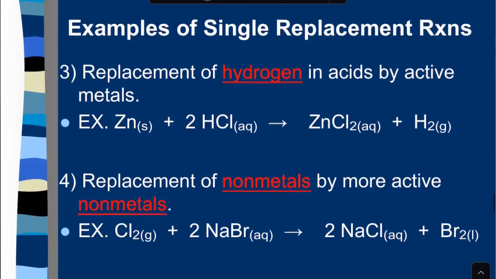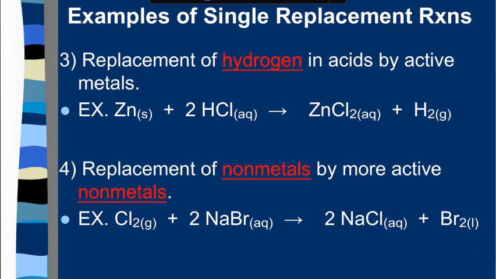Another example of a single replacement reaction might be if we have hydrogen in an acid replaced by an active metal. So here we could have zinc, that's an element, reacting with hydrochloric acid. And because that zinc is more reactive than hydrogen, we're going to make zinc chloride and hydrogen gas. And again, what's happening is the zinc is switching places with the hydrogen to make the zinc chloride and hydrogen gas. Hydrogen is now the element by itself.